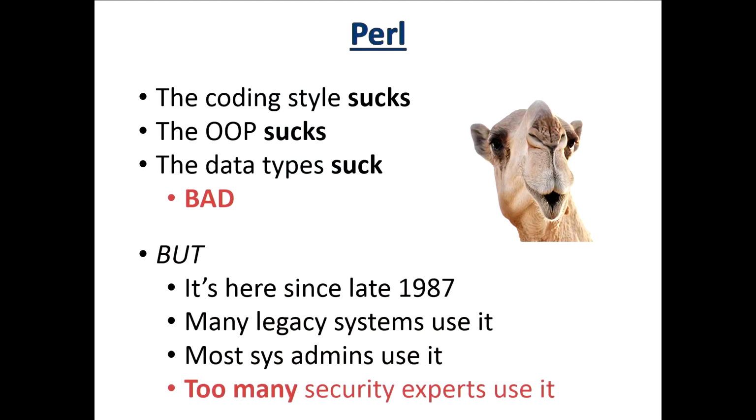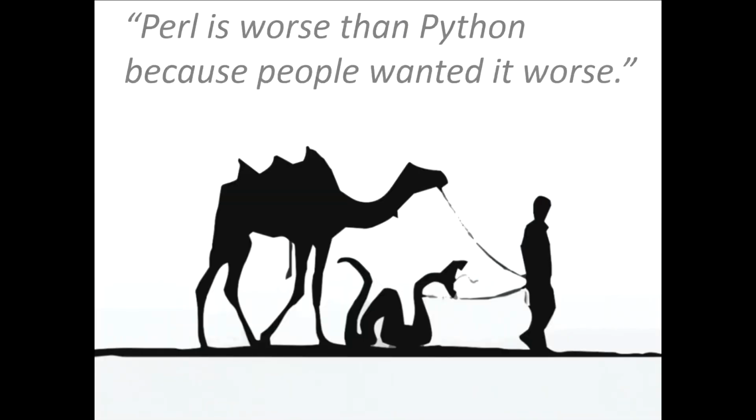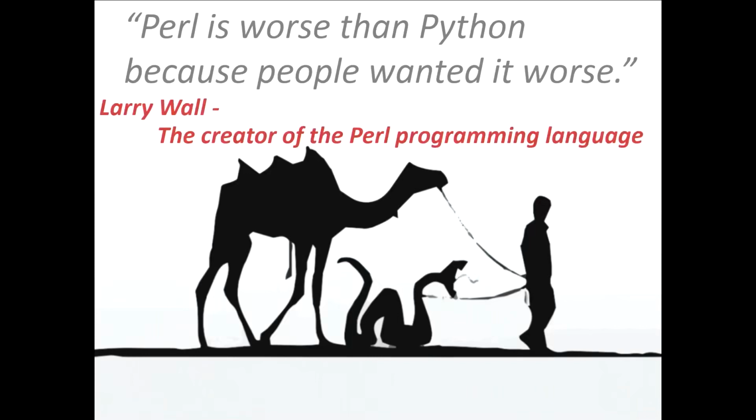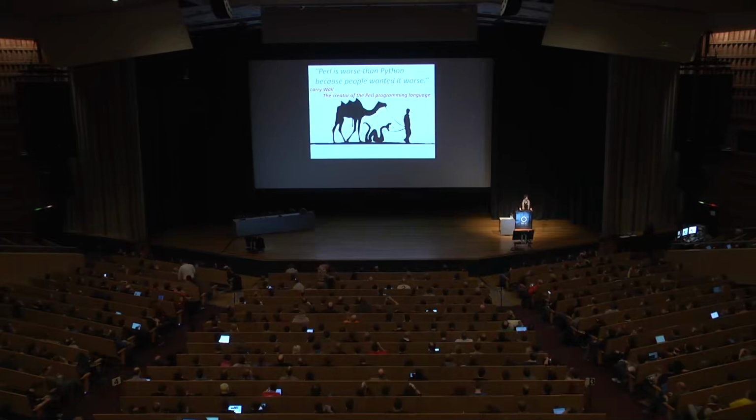And if you want to summarize it in a quote, "Perl is worse than Python because people wanted it worse." Larry Wall, the creator of the Perl programming language. A lot of Perl enthusiasts in the crowd.